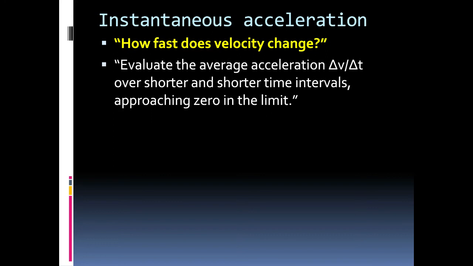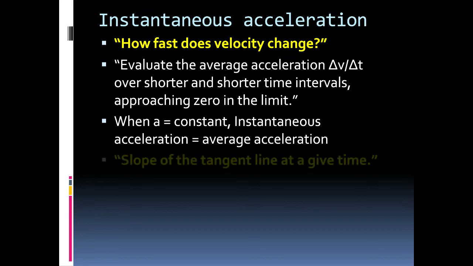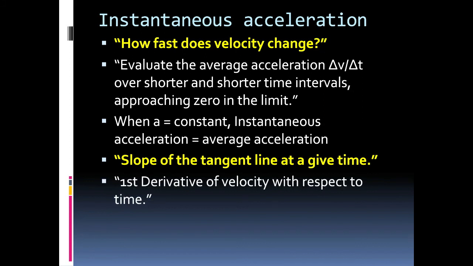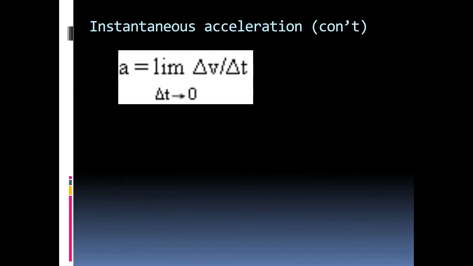Instantaneous acceleration. How fast does the velocity change? We want to evaluate this change in v over change in t over again, shorter time intervals approaching zero in the limit. When a is constant, instantaneous acceleration will equal the average acceleration. Now, when we're graphing velocity versus time, and we find the slope of the tangent line, we are finding this instantaneous acceleration. So it's a first derivative of velocity with respect to time. It's also the second derivative of position with respect to time, if you're interested in jumping ahead and looking at some of the calculus.